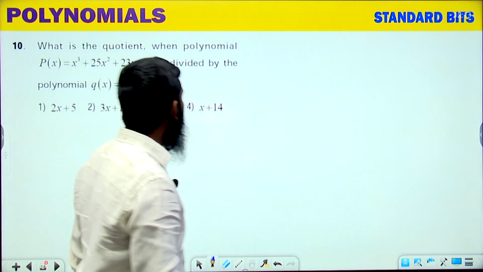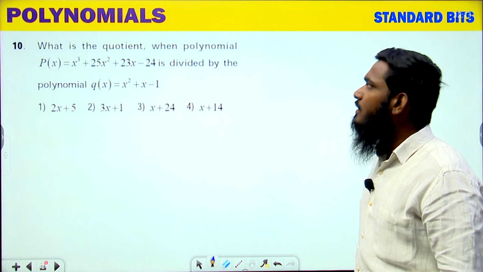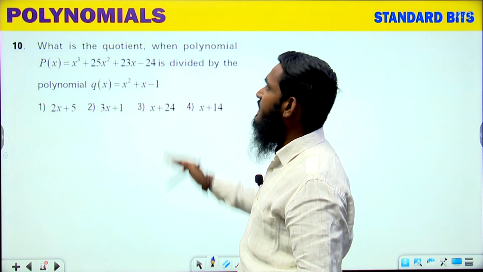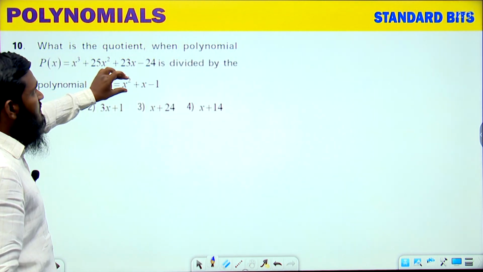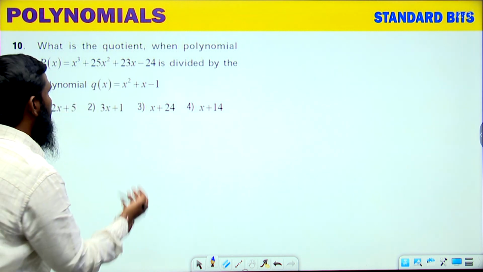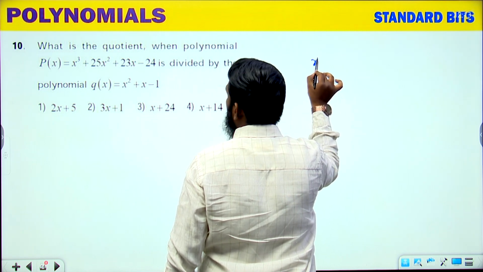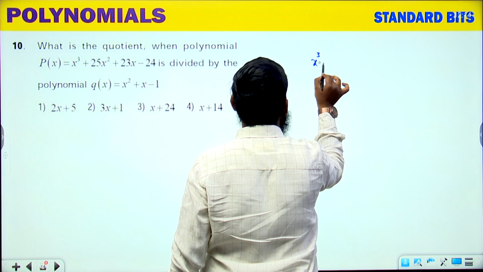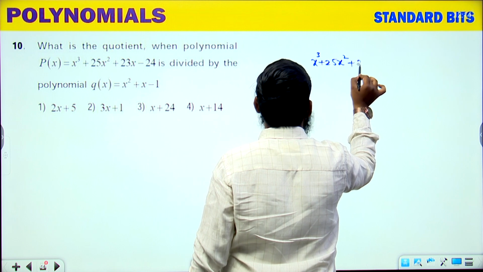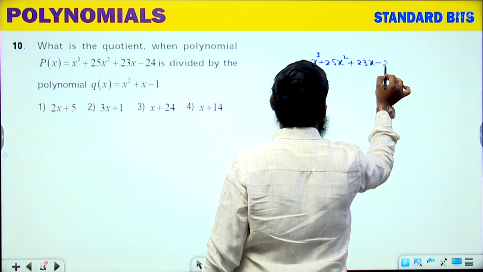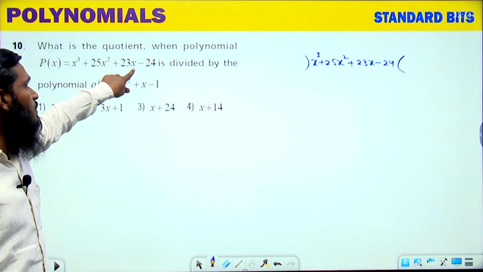Now the next one. What is the quotient when the polynomial p of x is divided by the polynomial q of x, which is x square plus x minus 1? We have to find the quotient over here. Now let us divide this part. This is the dividend and this is the divisor. So let us write the dividend over here: x cube plus 25x square plus 23x minus 24. Like this we have taken x cube plus 25x square plus 23x minus 24.